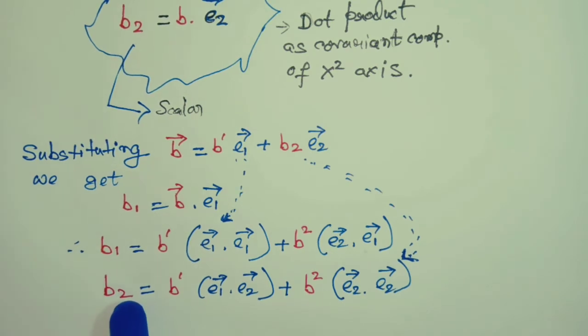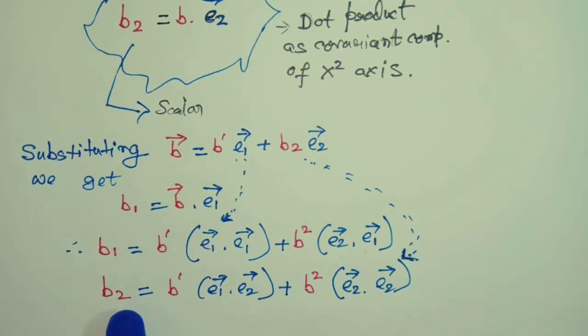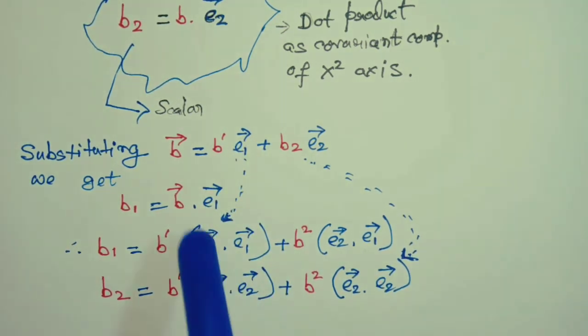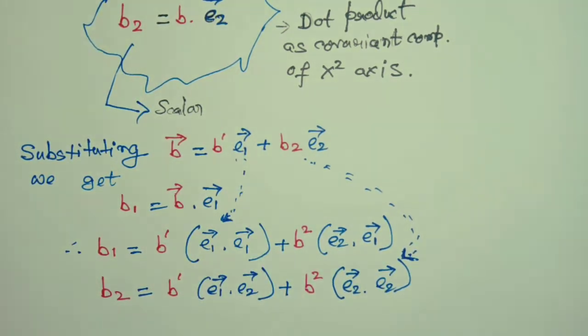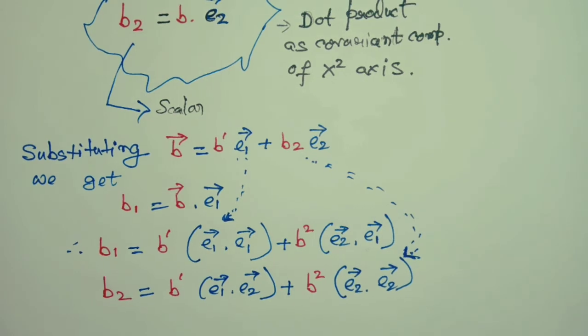Now let us see how we can get the value of B2. B2 is this one, so we get B prime. Again, we have got E1 multiplied by E2. So just a second, let me see. Yes.